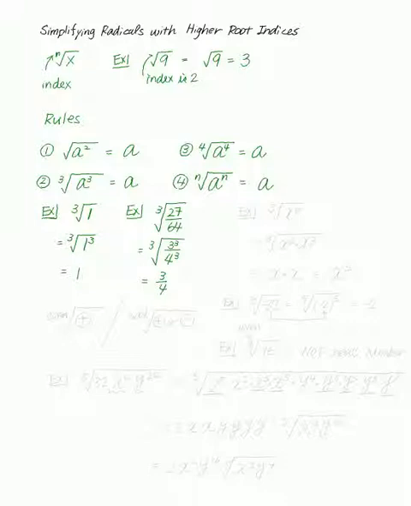Let's make it generic now and use a letter. We'll do the third root of x raised to the 6th power. Well, I can break that up now, but I need to break it up into perfect cubes now. So x to the 6th power becomes x to the third power times x to the third power. Now, each of those x's gets to come out. So I end up with just x times x. Both are out of the radical, so I end up just with x squared.